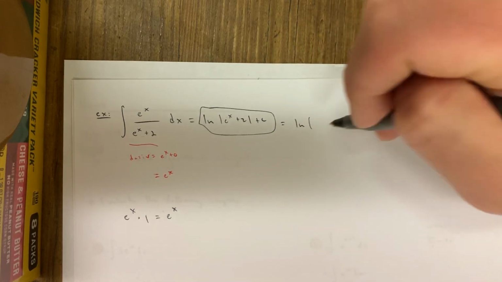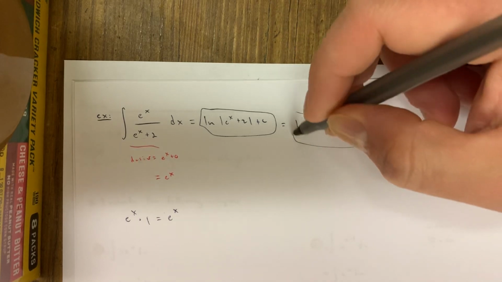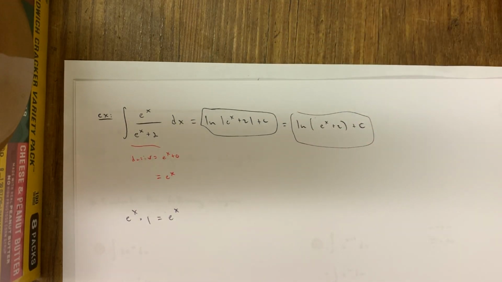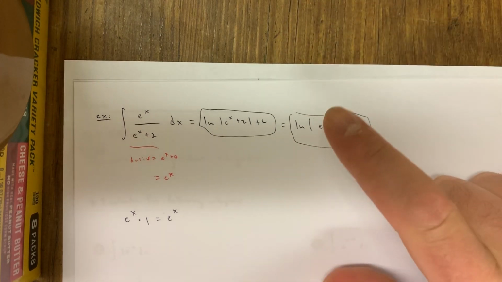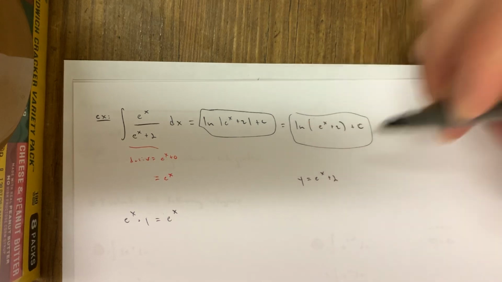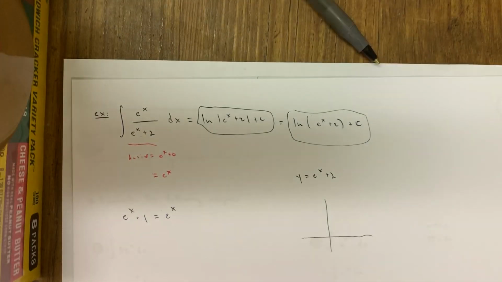They might just have ln of the quantity e to the x plus 2, plus c. Then people freak out. They're like, Berto, I thought you need to have this absolute value. What if they have this one and this one? They won't have both. They'll have one or the other. But you're able to do this because of what y equals e to the x plus 2 looks like when you graph it. If you don't know what it looks like without a calculator, then don't take AP Calculus.